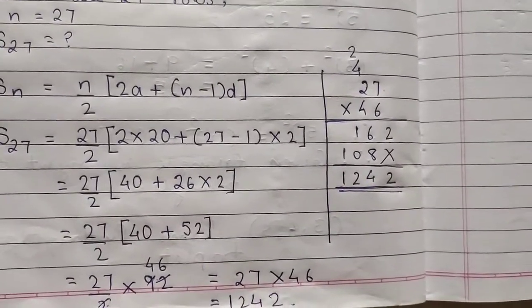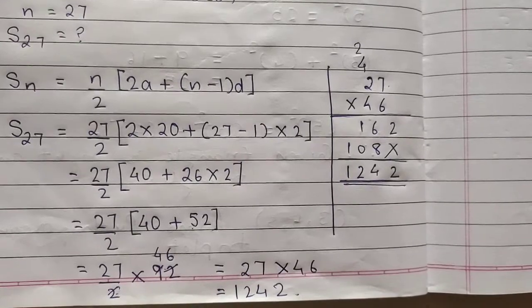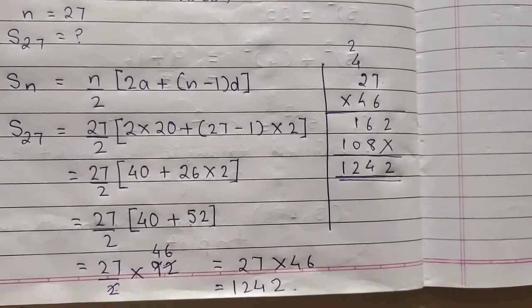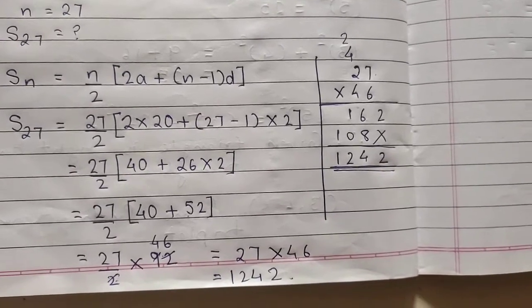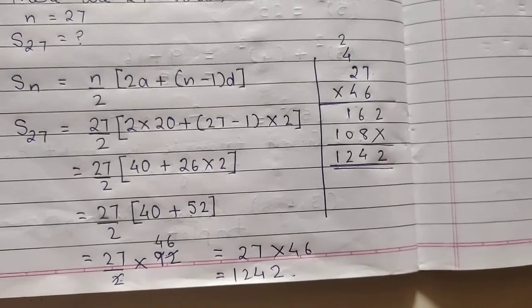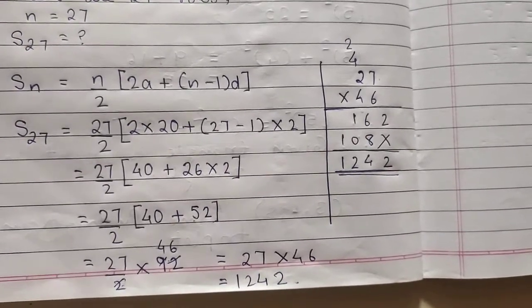Okay, if you multiply 27 with 46, you are going to get 1242. That means in the auditorium there are 1242 seats. So that is your final answer. So let me write that.